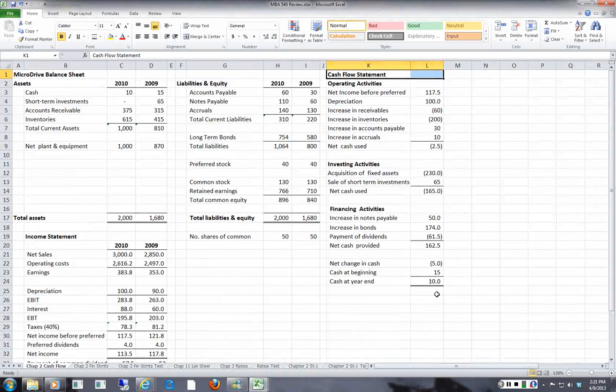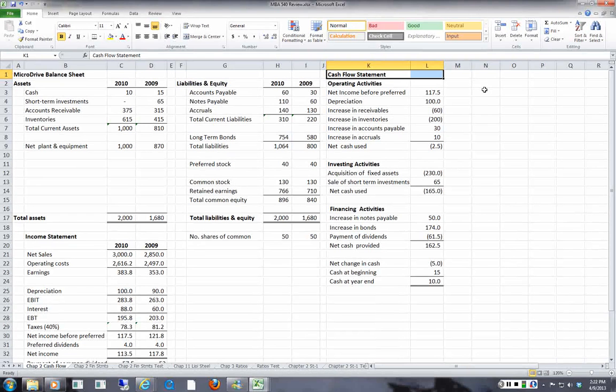I want to go through this cash flow statement we've got in chapter 2 to show you how we come up with the cash flow from the balance sheets. You can see that I've got the MicroDrive balance sheets shown in the text with the assets and the liabilities and equity, as well as the income statement. What I've got over here is a cash flow statement that I'm developing, and as you know, cash flow statements include three things: cash flow from operating activities, cash flow from investing, and cash flow from financing activities.